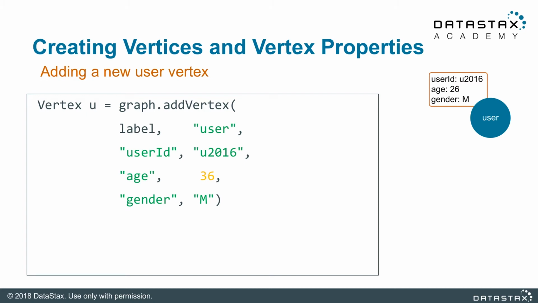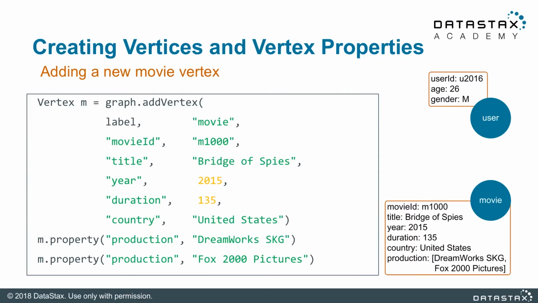You can see that we define a vertex U for user, and we call the addVertex method and provide a label and property key value pairs. Let's take a look at another example. This time we're creating a new movie vertex in our killer video reference graph. Just like before, we define a vertex M for movie, and provide the label and property key value pairs. Notice at the bottom, we can add more properties to our vertex M by using the property method and providing the property key value pairs. In this case, production is a multi-property, therefore has multiple production companies involved.